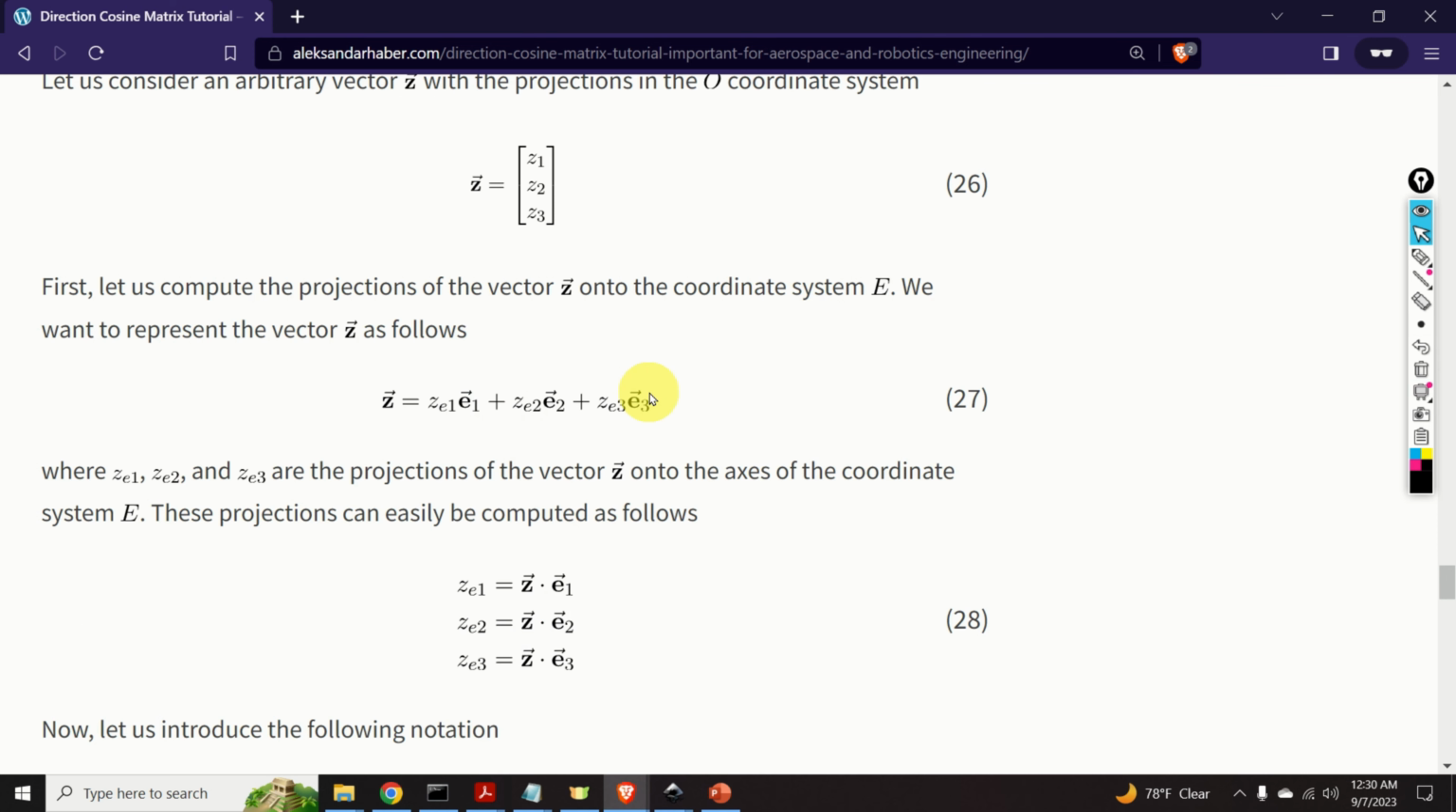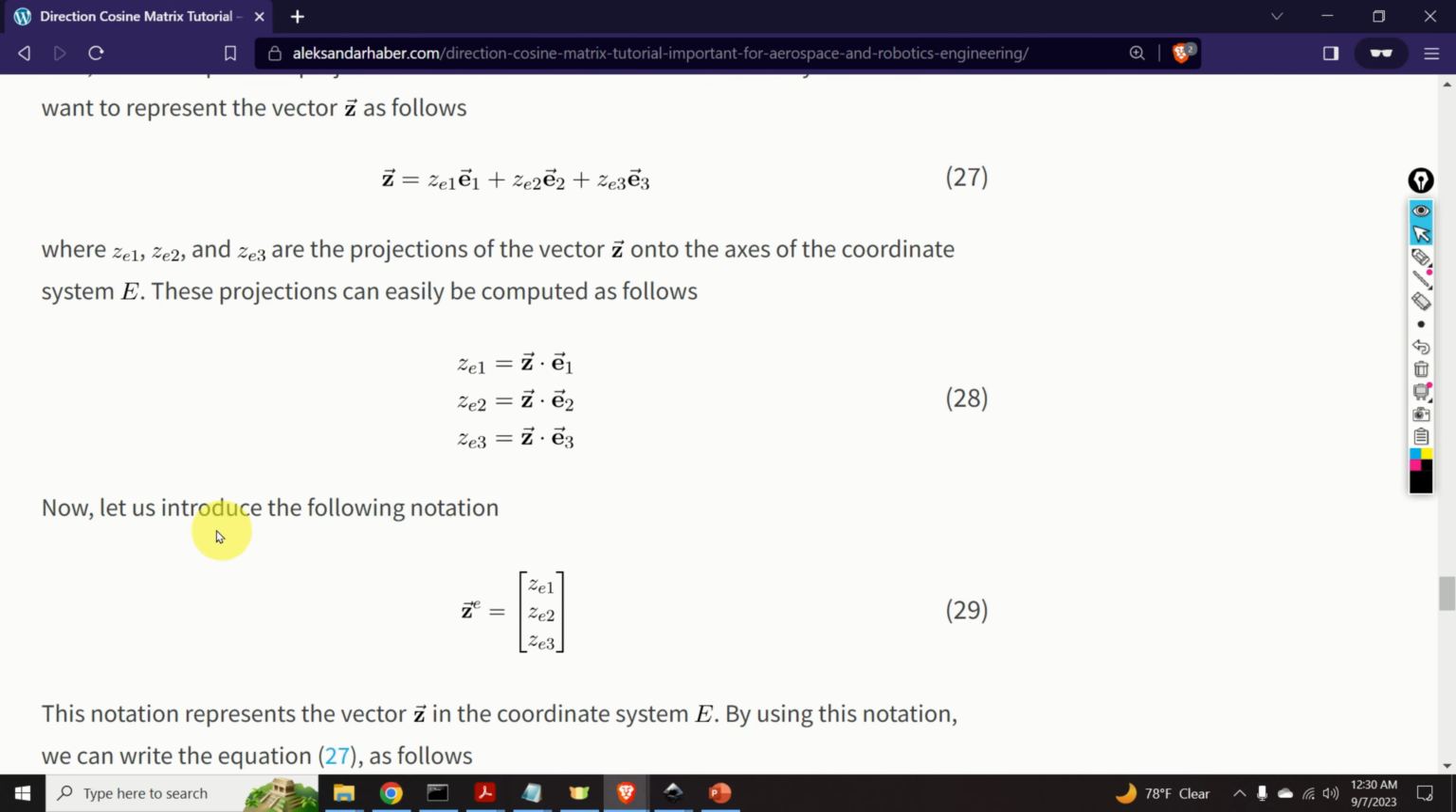Let's compute these projections. Obviously, these projections can be computed by scalarly multiplying z by E1, E2, and E3 respectively. Next, let us introduce this notation. We have z with the superscript e. This means that we represent the vector z in the coordinate system E. z1, z2, and z3 are the projections of the vector z onto the coordinate axis of the coordinate system E.